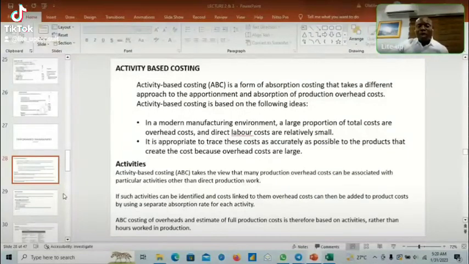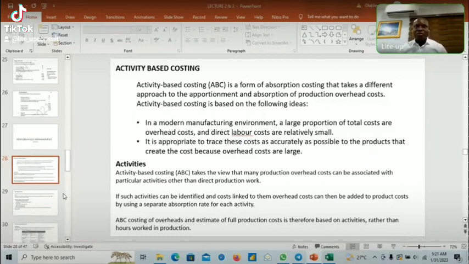Activity-based costing also absorbs total fixed overhead cost, but it does it in a different dimension. It does it in a way that is totally different from the way absorption costing does it. So we say activity-based costing is based on the following ideas. In a modern manufacturing environment, a large proportion of total costs are overhead costs, and direct labor costs are relatively small. Of course, overhead cost usually is the largest.